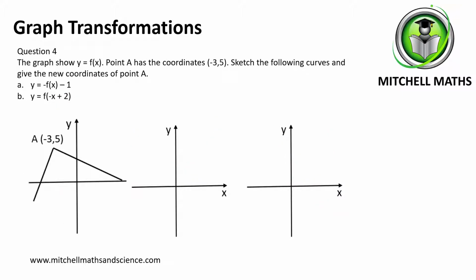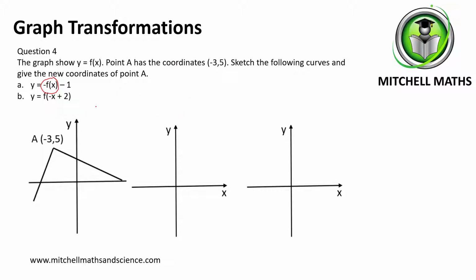Sometimes you get not conventional graphs, a bit like what we've got there. Y equals f of x, point A has the coordinates minus 3, 5. And these have two transformations. So let's have a look at what's going to happen. So in the first one, it's minus f of x, so we're going to first minus it. If we minus the f of x, what that'll do is it'll flip it in the x-axis, and then we're going to take away 1, which will move it down 1.